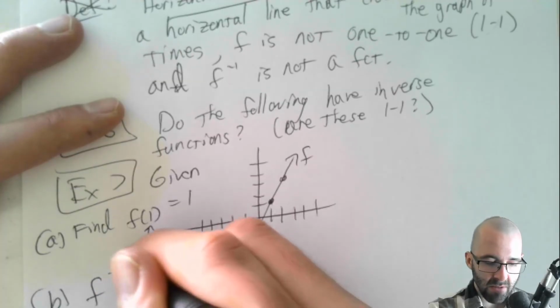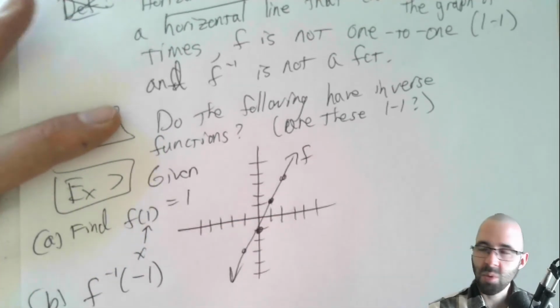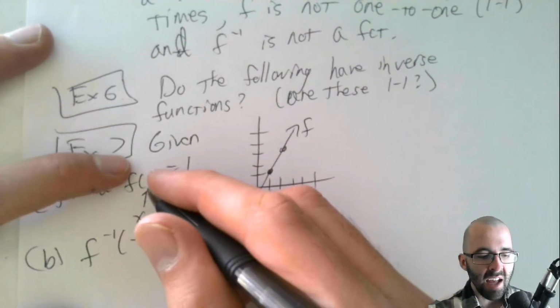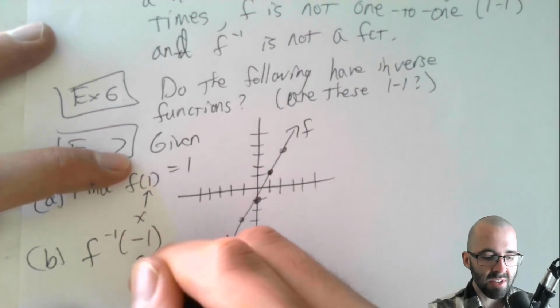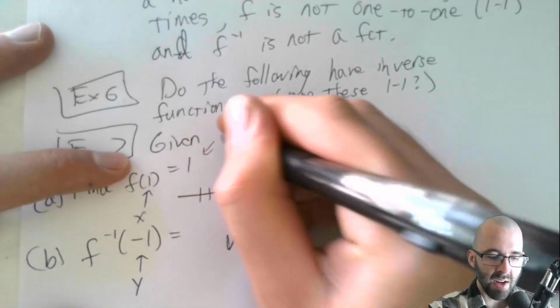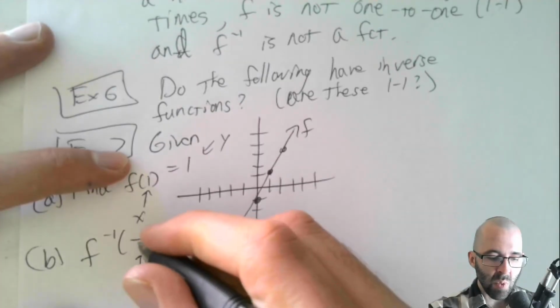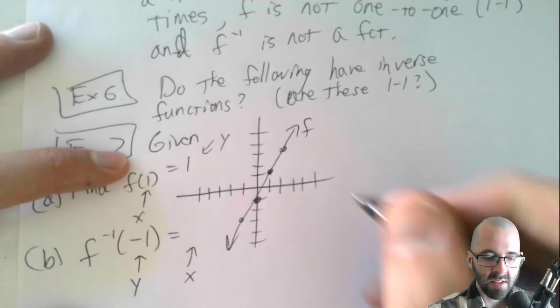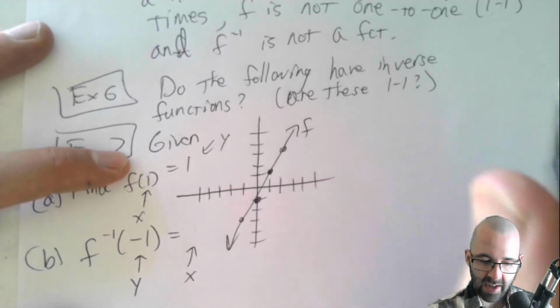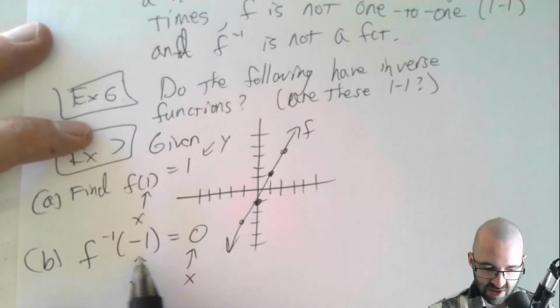What about f inverse of negative 1? Now, this is a different question, right? F takes in x's, f inverse takes in y's. So this is really asking, right? This is our y. When y is negative 1, what is x? When y is negative 1, that's down here. X is 0 right here. F inverse of negative 1 is 0.